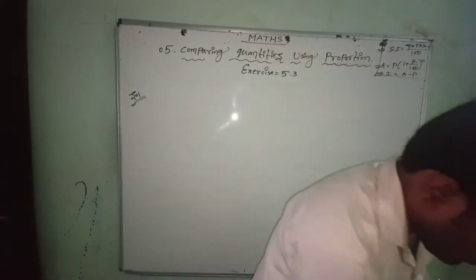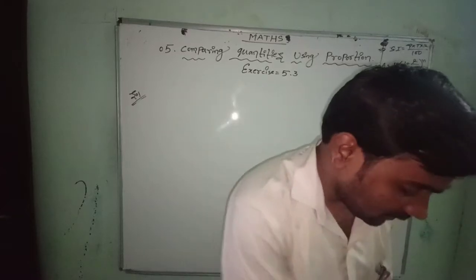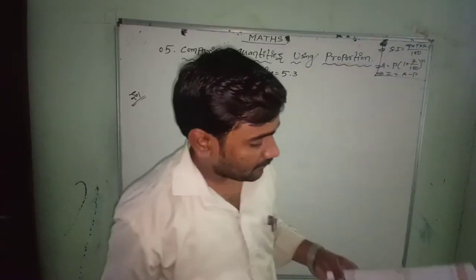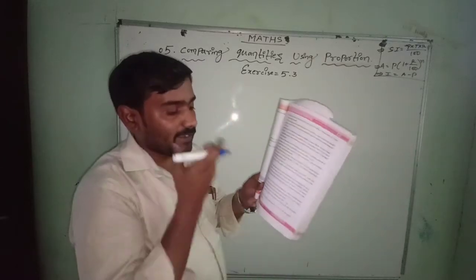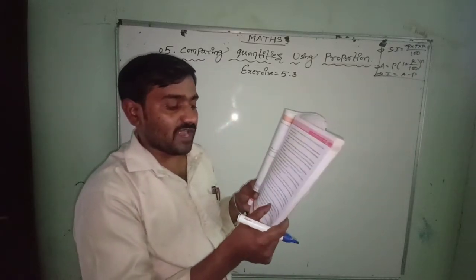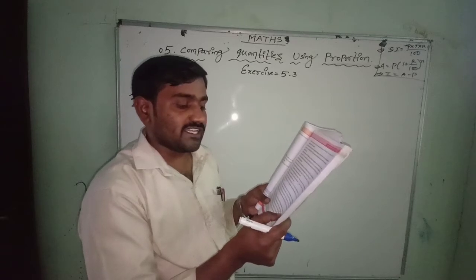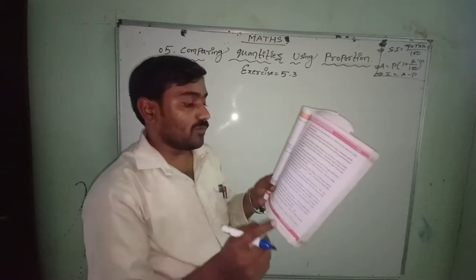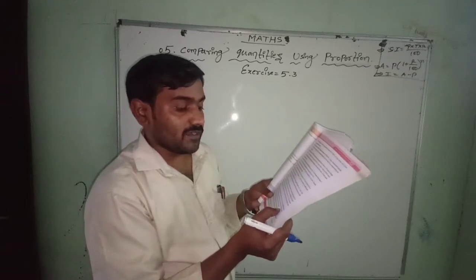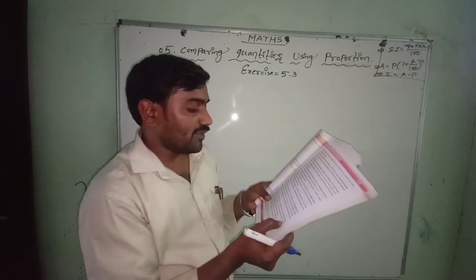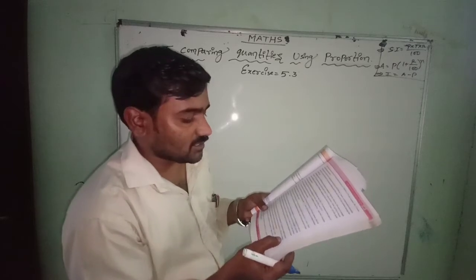Then we go for the 12th one. See, Bharati borrows an amount of 12,500 at the rate of 12% per annum for 3 years for simple interest, and Madhuri borrows the same amount for the same time period at 10% per annum compounded annually. Who pays more interest, and by how much?